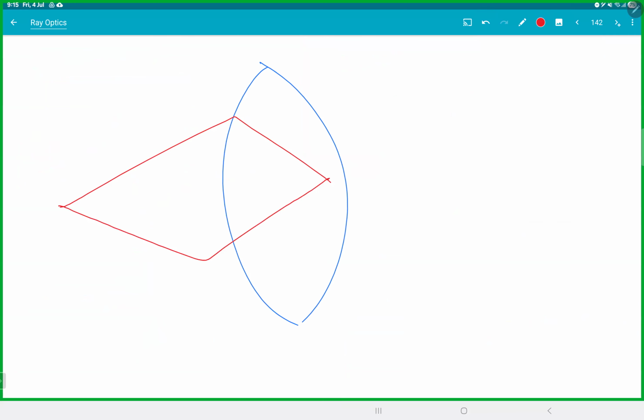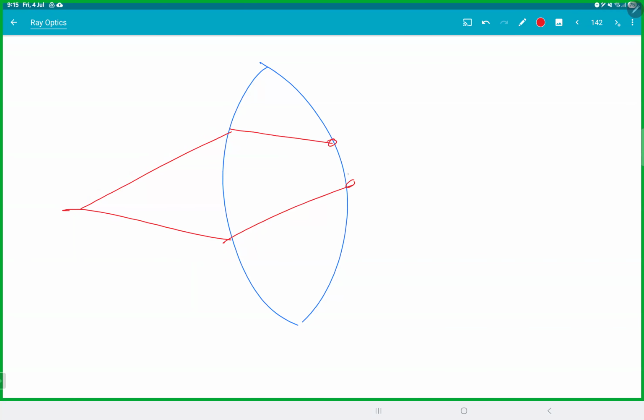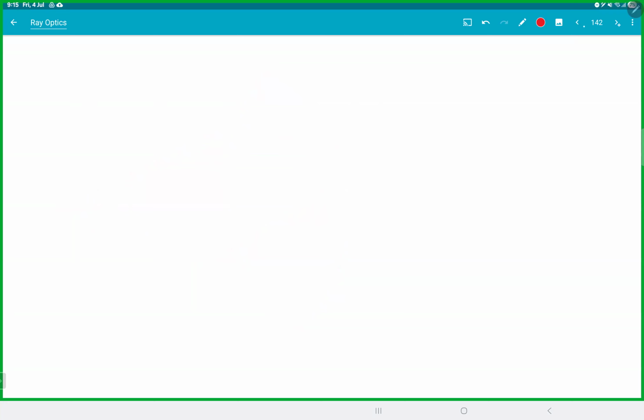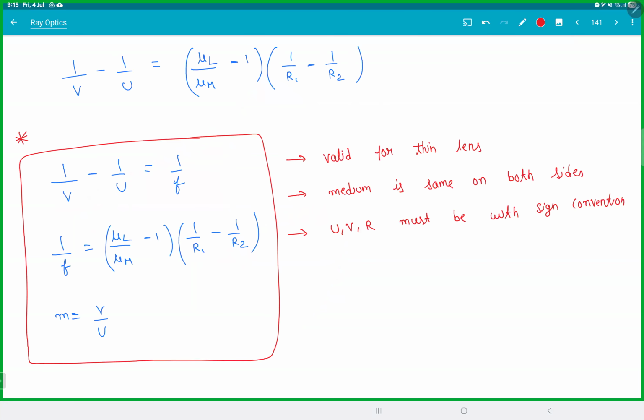Just think of this as the first refraction. When they hit this surface, if you ask where the incident rays are, these are the incident rays. In which medium are they? They are in mu L, the lens. After refraction, they came out. Which medium did they go into? Mu M. That's mu 2. That is how you keep it. Don't remember mu 2 as the medium where the image forms, and mu 1 as the medium where the object is.